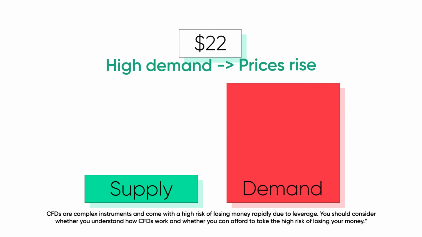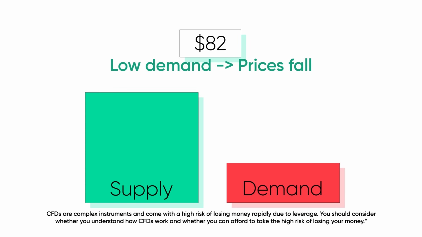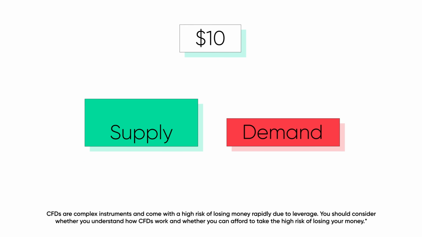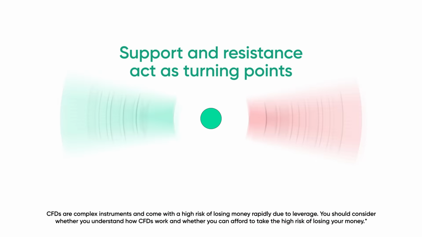When demand is higher than supply, prices tend to rise as there are more buyers than sellers. Equally, when there is more supply than demand, prices tend to fall as the opposite is true. Support and resistance act as turning points.